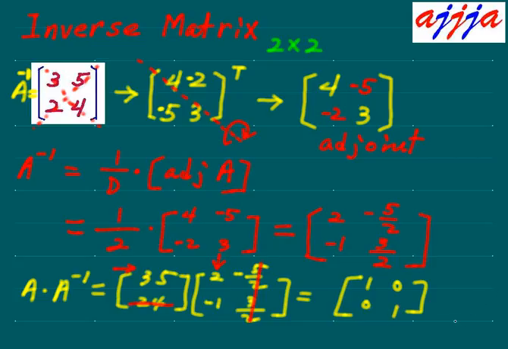So actually we have no more time. Let's see you at number 2, which is a 3 by 3 matrix.